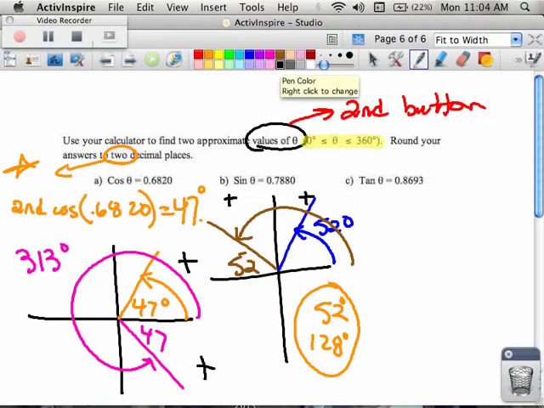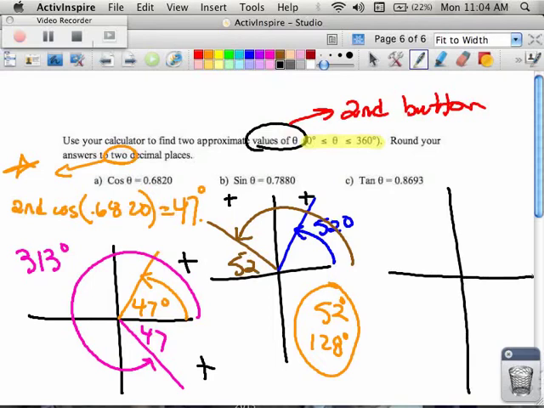In the final example, same thing, tangent. Tangent is positive in the first quadrant, because everything's positive there, and in the third quadrant. And when I find the degree measurement in the first quadrant, I find out it's 41 degrees. Is that correct? Yeah. So 41 degrees right here in the first quadrant. So that's one of my answers.